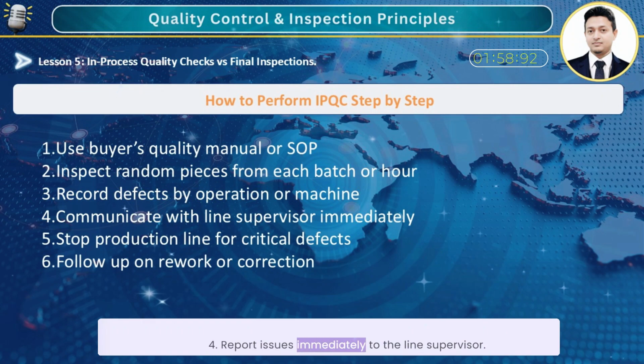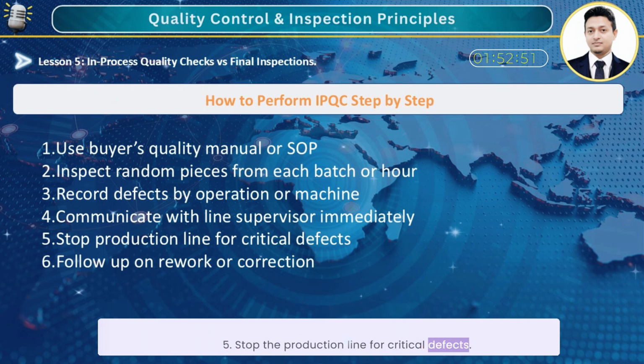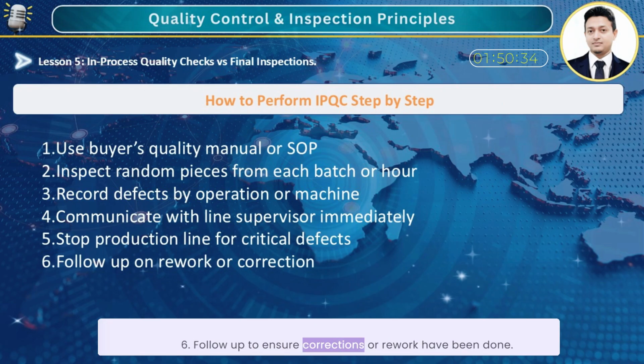4. Report issues immediately to the line supervisor. 5. Stop the production line for critical defects. 6. Follow up to ensure corrections or rework have been done.